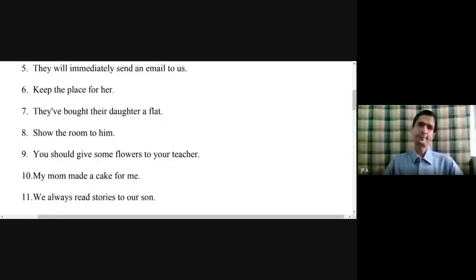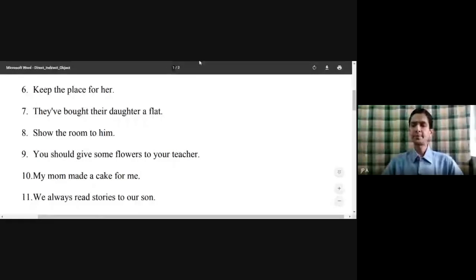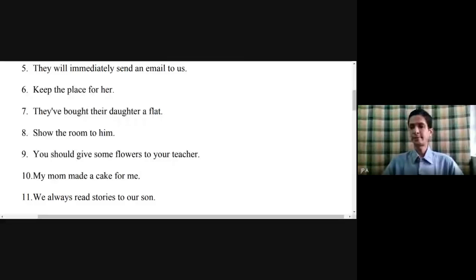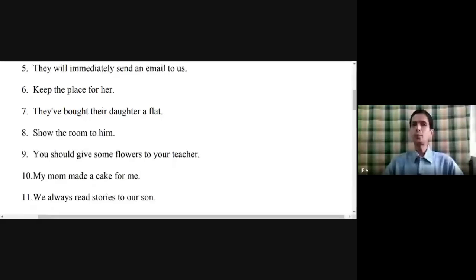Keep the place for her. Keep is the verb. Exactly. Keep what? The place. The place is the direct object. Keep for whom? Her. Yes. Her is the indirect object.